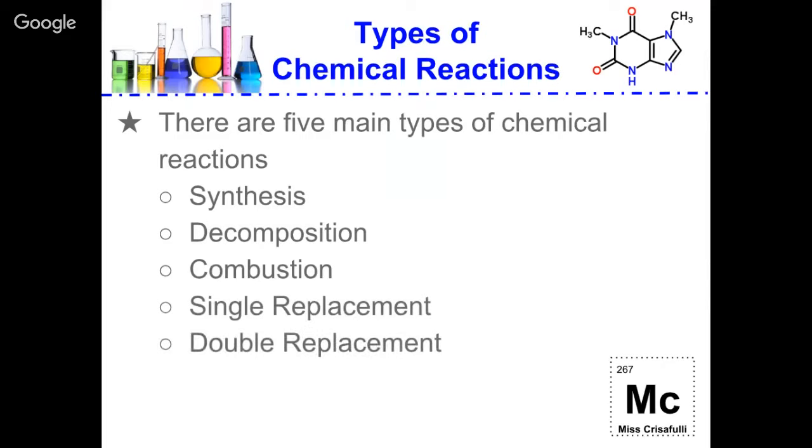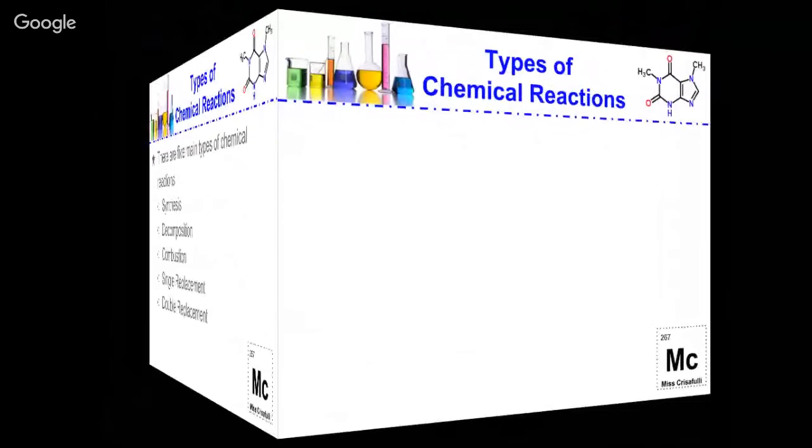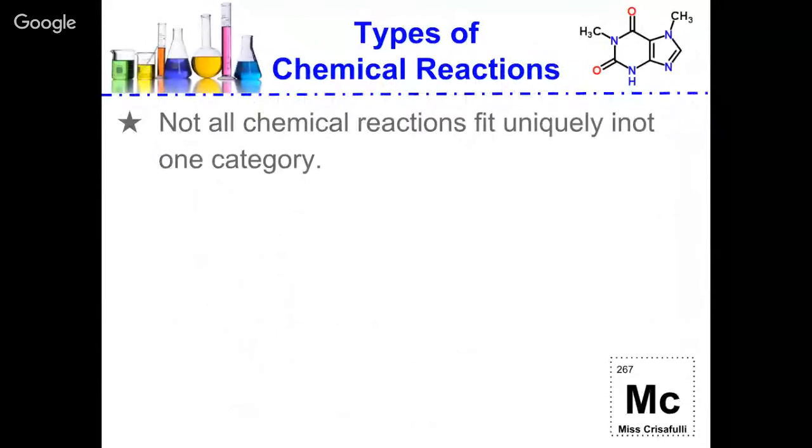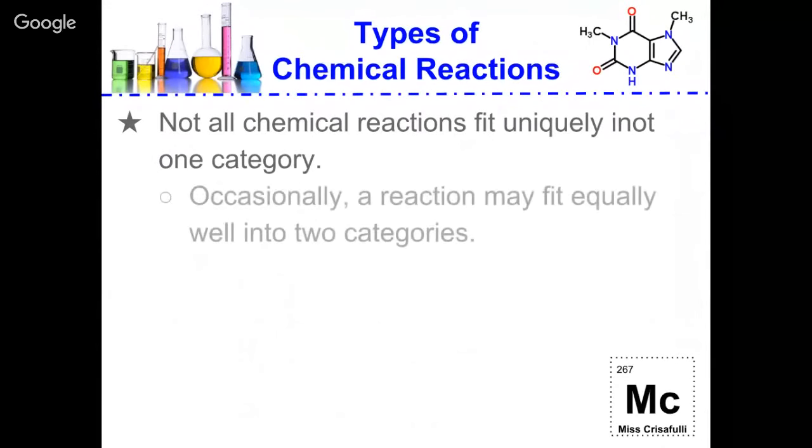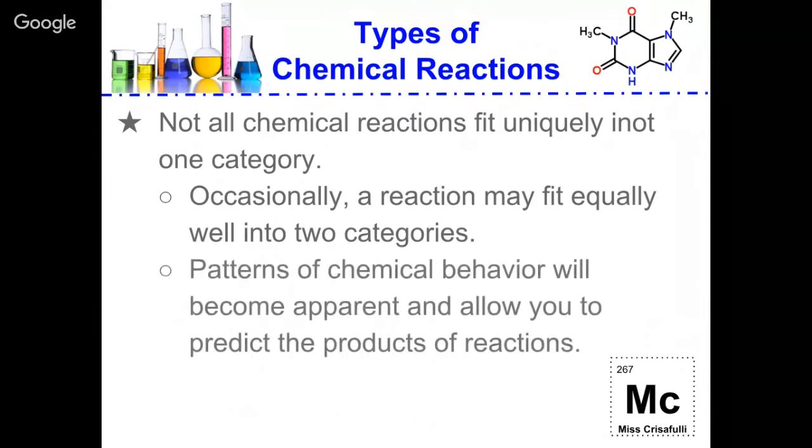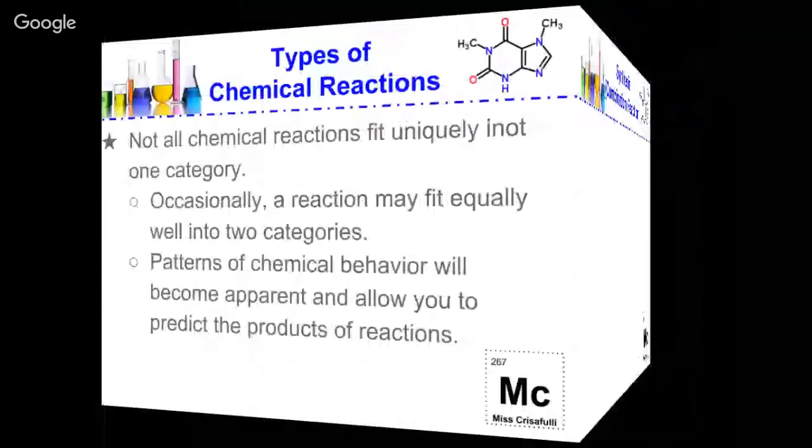And what we're going to do in this video is go through each type and what the basic chemical equation for them looks like. Then in class, we're going to be doing a lab activity where you're going to be using your knowledge of the different types to figure out which type of reaction you're actually performing. Not all chemical reactions fit uniquely into one category, so occasionally a reaction may fit equally well into 2 categories. Patterns of chemical behavior will become apparent and allow you to predict the products of the reactions.